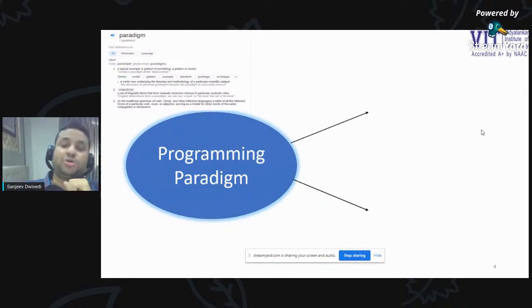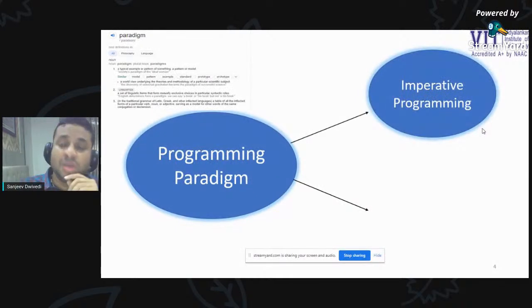When it comes to programming paradigms, we have two prominent types. The first one is imperative programming. It is one of the oldest programming models. It works on the Turing principle. What the programmer does is instruct the machine how to change the state. The state is a very important word because I'll be talking a lot about it. The programmer instructs the machine how to change the state.